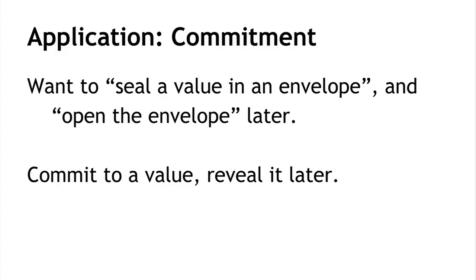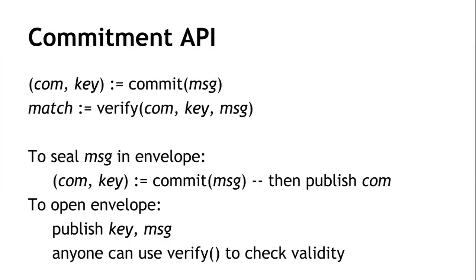So commit to a value and reveal it later. We want to do that in a digital sense. So to be more specific about what is the API that we're going to provide here, the commitment API looks like this, that there are two things you can do. First, you can commit to a message, and that's going to return two values, a commitment and a key.